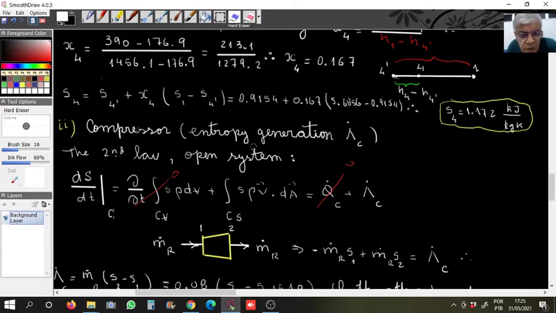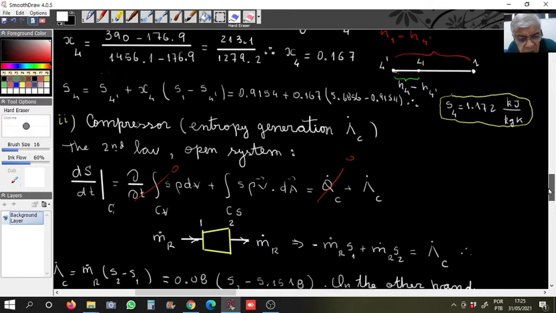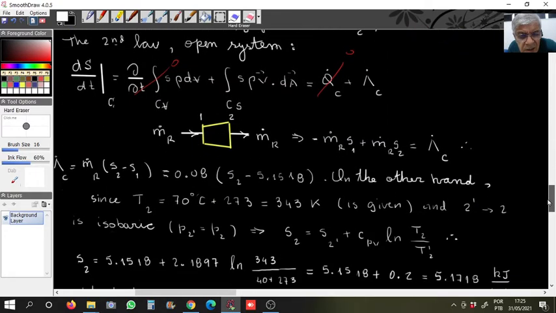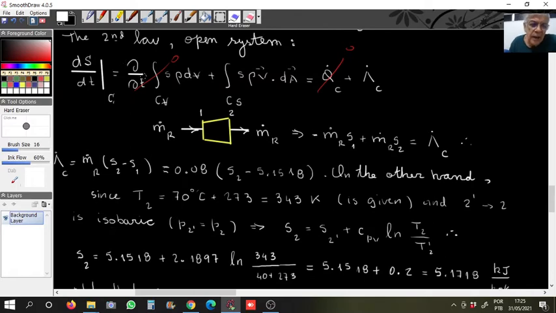Now the compressor, the second item. I'll calculate the entropy generation of the compressor. Attention now, please: by assumption, the process of any component is in steady state. So the derivative with respect to time is 0, because nothing varies with time. The volume, here the surface, the control surface.